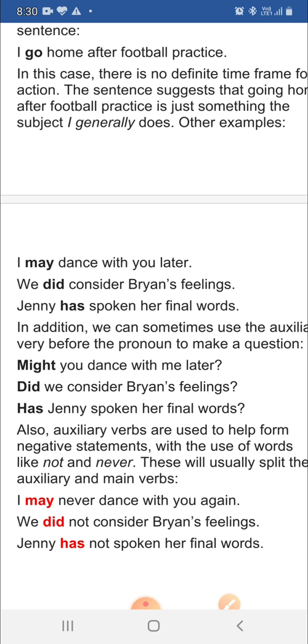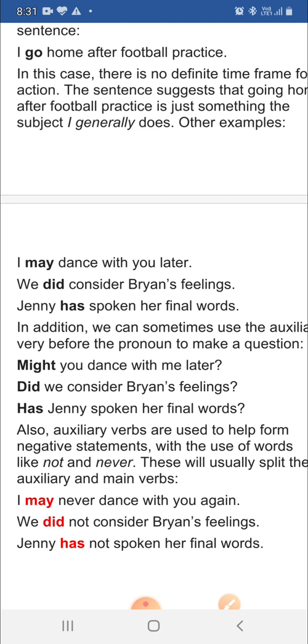Likewise, let us see the first sentence. I may never dance with you again. So here, may is the auxiliary verb and dance is the main verb. So you can see that the word never splits the main verb and the auxiliary verb. We did not consider Brian's feeling. So again here, did is the auxiliary verb and consider is the main verb, and it is split with the help of the word not because the sentence is negative.